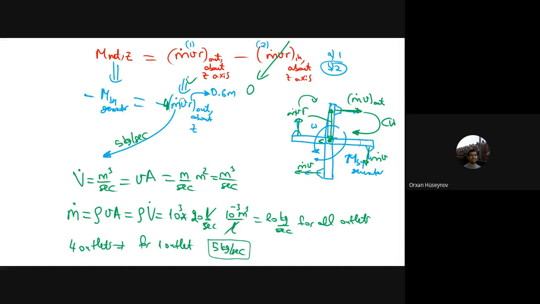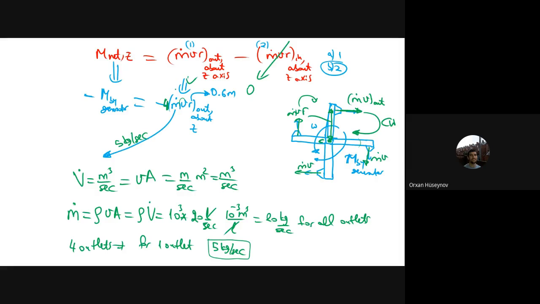To find the velocity value here, I know that m dot is equal to rho times velocity times the area for one nozzle. For one nozzle, m dot is rho V A. I know that this one is 5 kilograms per second. This one is 10 to the power of 3.